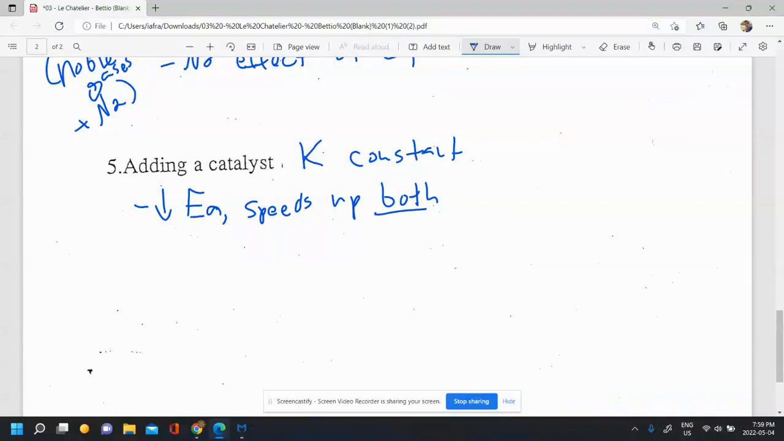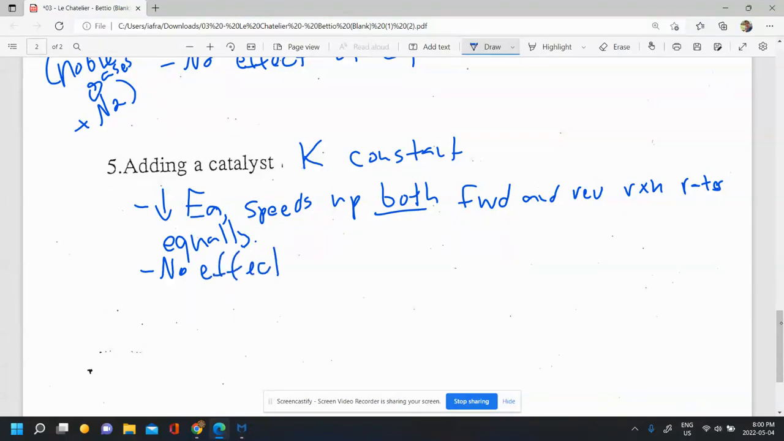both the forward and reverse reaction rates equally. So because it speeds both of them up equally, the other one doesn't have to compensate and it won't lead to a shift. So basically there is no effect on equilibrium. In other words, there's no shift because it affects both sides equally, the forward and the reverse.